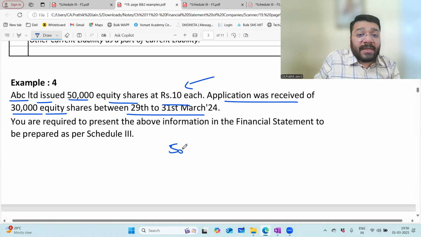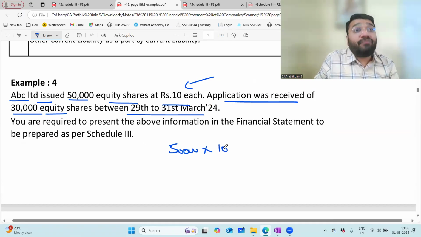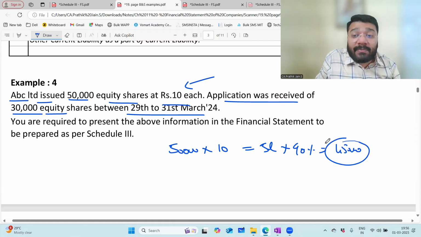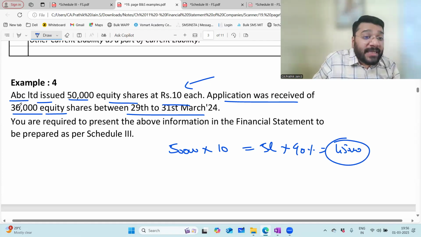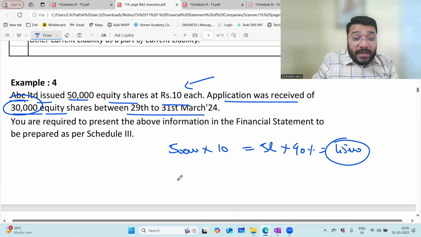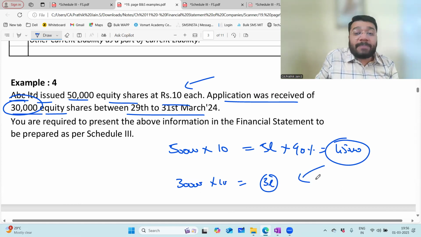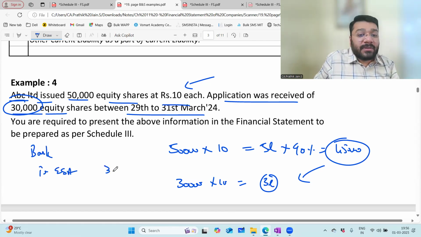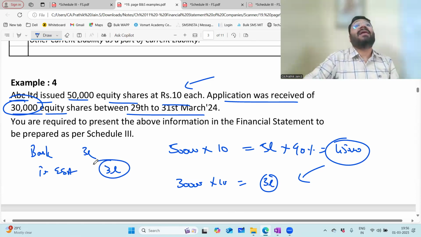Now 50,000 shares into application money is how much? Full 10 is application money. That is 5 lakh. Into 90% is how much? 4,50,000 rupees I should have received. But how much did I receive? I received applications only for 30,000 equity shares, 30,000 into 10, which is only 3 lakh rupees. This means the minimum subscription criteria is not met, so I have to refund the money. So now the entry is: bank account debit, equity share application 3 lakh, 3 lakh. So where will I classify this?